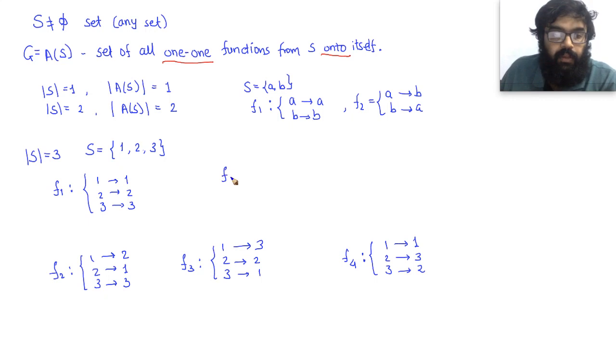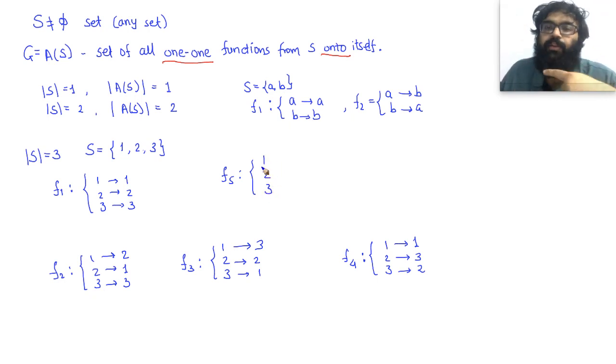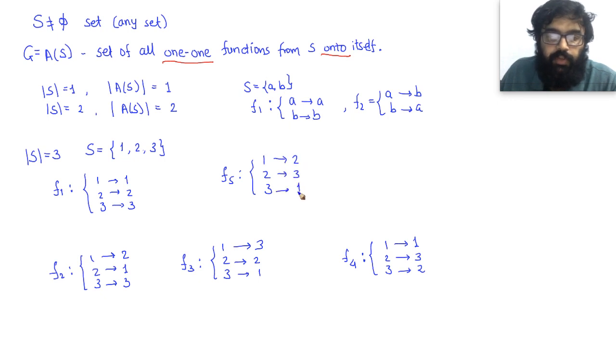So F5. F5 will be, let us say, all these 3 in a cyclic rotation. So 1 goes to 2, 2 goes to 3, and again 3 goes to 1. So you can see this is different from all this. And F6, let us write 1, 2, 3.